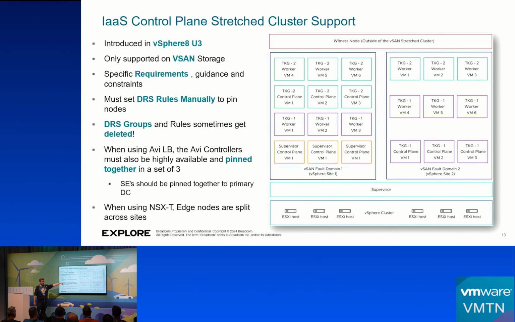So this is the official slide from VMware. This is in the docs. These are some of the rules. There are specific requirements. Obviously, a lot of them involve DRS rules, right? And right now, those DRS groups don't maintain. So if you upgrade this, you have to make the DRS rules again. Which sucks. I hope they fix that.